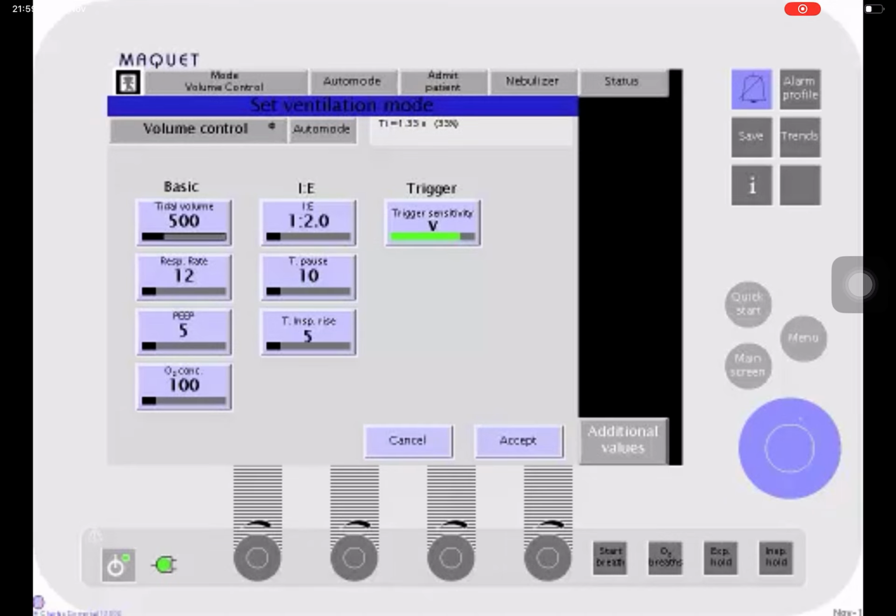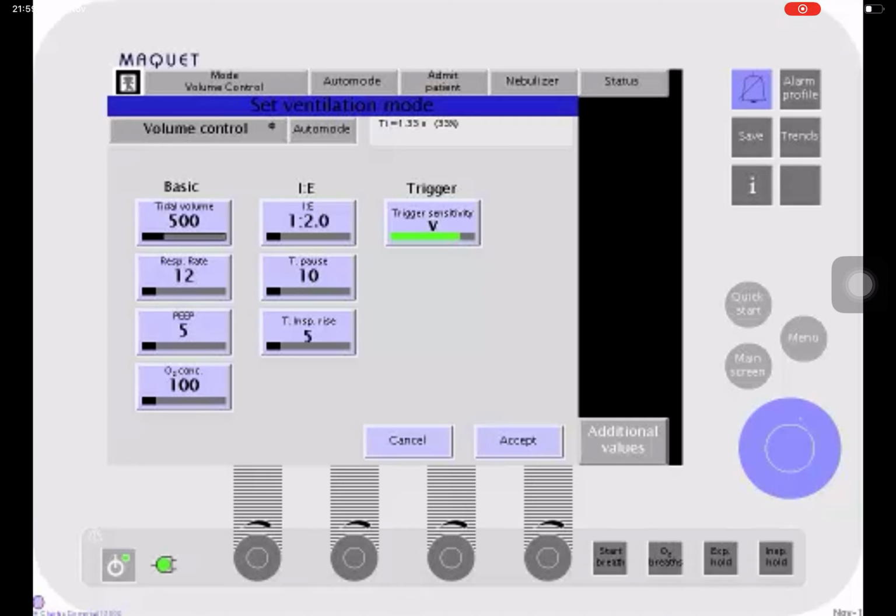In this case, we decide to use volume preset assist control mode, which means that we need to set the tidal volume, respiratory rate, PEEP, IE ratio, inspiratory pause, and FiO2. The idea is to set something reasonable and then adjust based on your assessment of the patient. As you will have read, we usually set the tidal volume between 6 and 8 mL per kilo predicted body weight. In this case, we have set a tidal volume of 500 mL, which is approximately 7 mL per kilo.